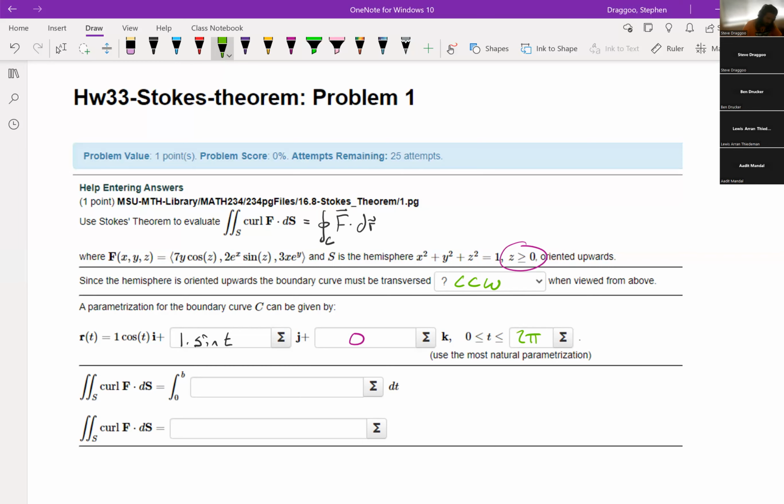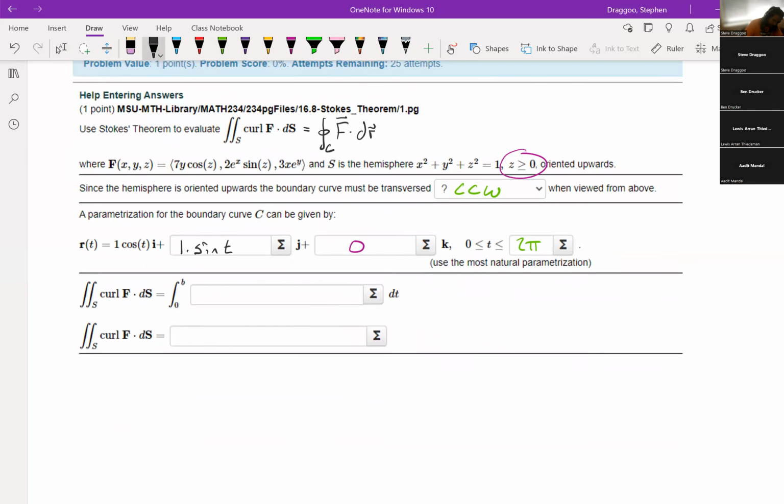Only thing we're missing is dr. So I'll calculate that. Dr is going to need the r prime vector. So let's calculate r prime of t. And it is the derivative of cosine, which is negative sine. And then in the y position, I'm going to need the derivative of sine, which is positive cosine. And then the derivative of 0, which is still 0. Kind of nice of it to work out that way.